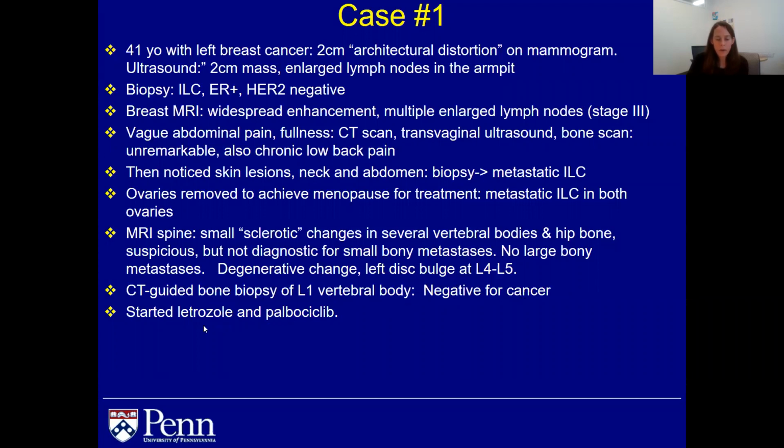So she was started on a common treatment for metastatic breast cancer with a combination of an aromatase inhibitor, letrozole, and palbociclib, which is a CDK4/6 inhibitor, also known as Ibrance. You may more commonly know the names of those drugs by their trade names, which would be Femara and Ibrance.